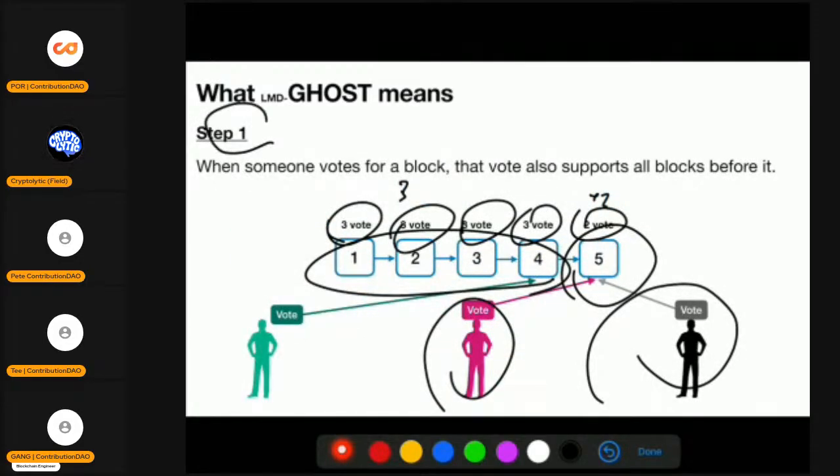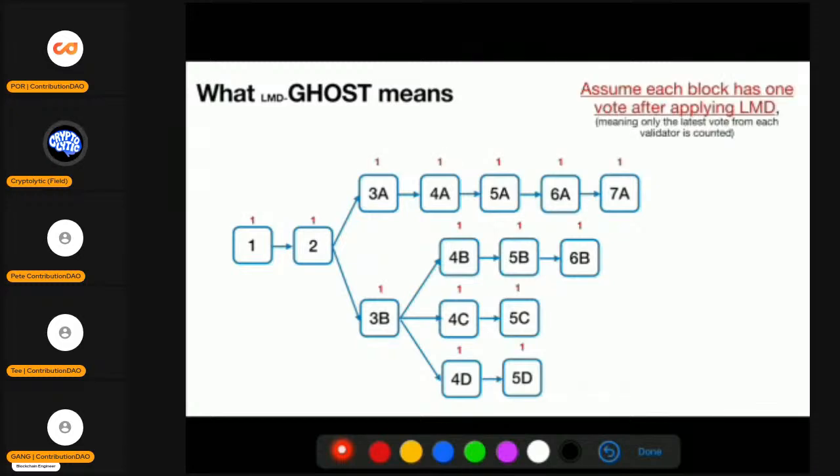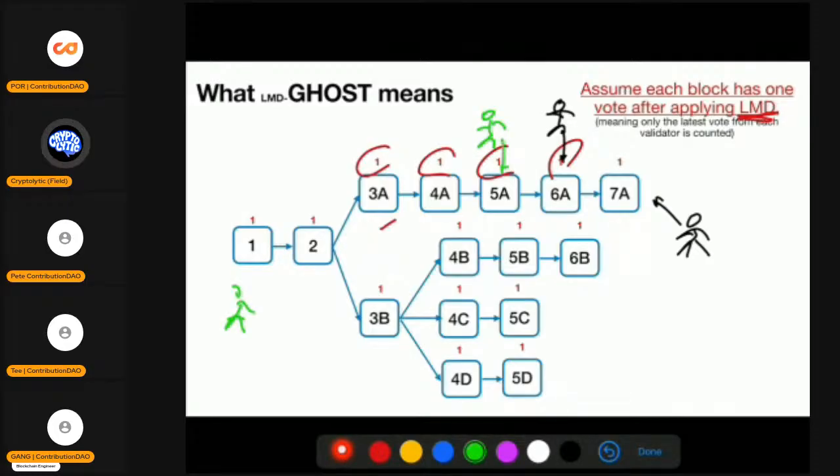To see how step 2 to step 4 work, we have to consider the case when we have a fork. Okay, so let us consider here that each block gets 1 vote, but this vote only applies the LMD, and you have not applied GHOST yet. So in this case, this guy might vote for this block, and a different guy votes for this block, and a different guy votes for this block. Each unique validator votes for a different block here.